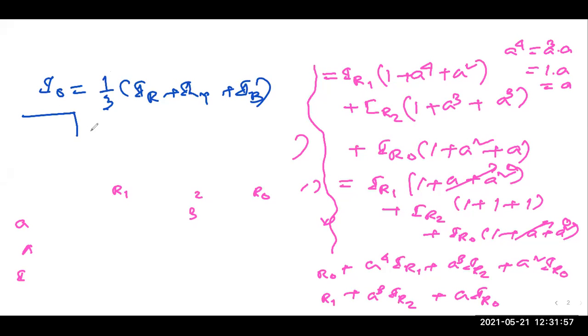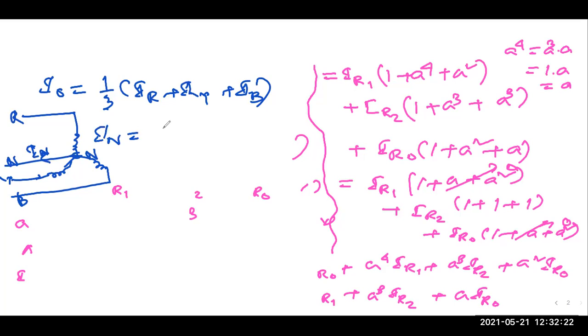So let us say a three-phase unbalanced system is there. This is the three-phase four-wire system. This is R, this is your Y, this is your B, and this is your neutral point. Now we know the neutral current. Usually the neutral current of any three-phase unbalanced system will be equal to IR plus IY plus IB. Yes or no?